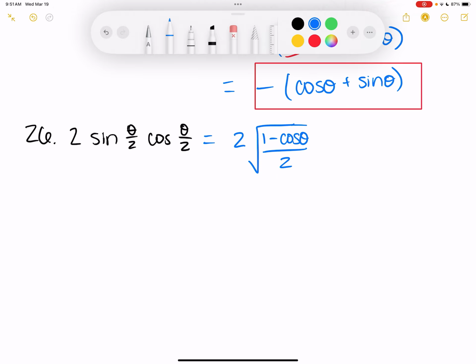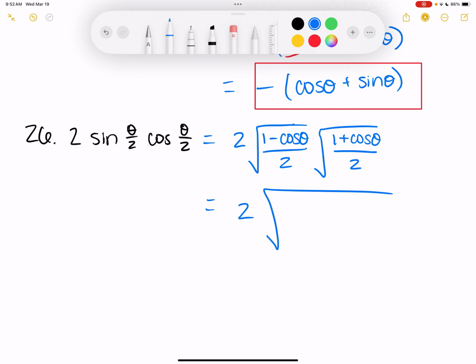Okay. What's the cosine of theta over 2? 1 plus cosine theta over 2, all rooted. Okay, now, what happens when I have a radical times a radical? You can put them all together. So this is 2 times, I'm going to do a giant square root, 1 minus cosine theta times 1 plus cosine theta over, I'm going to go ahead and multiply this, 4.